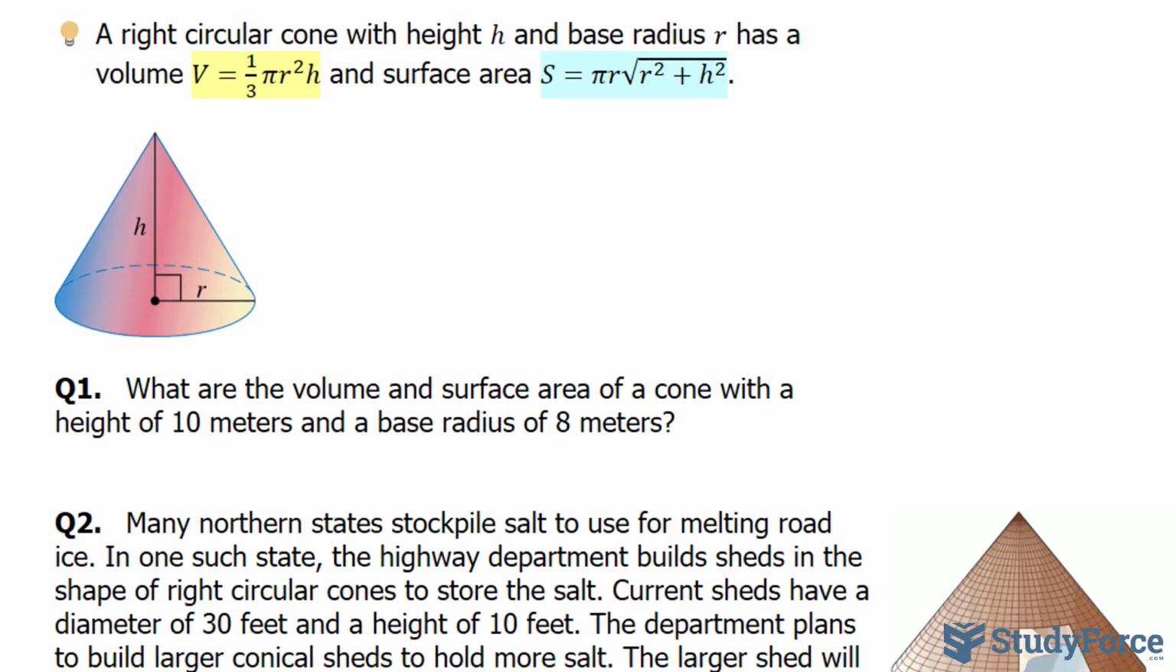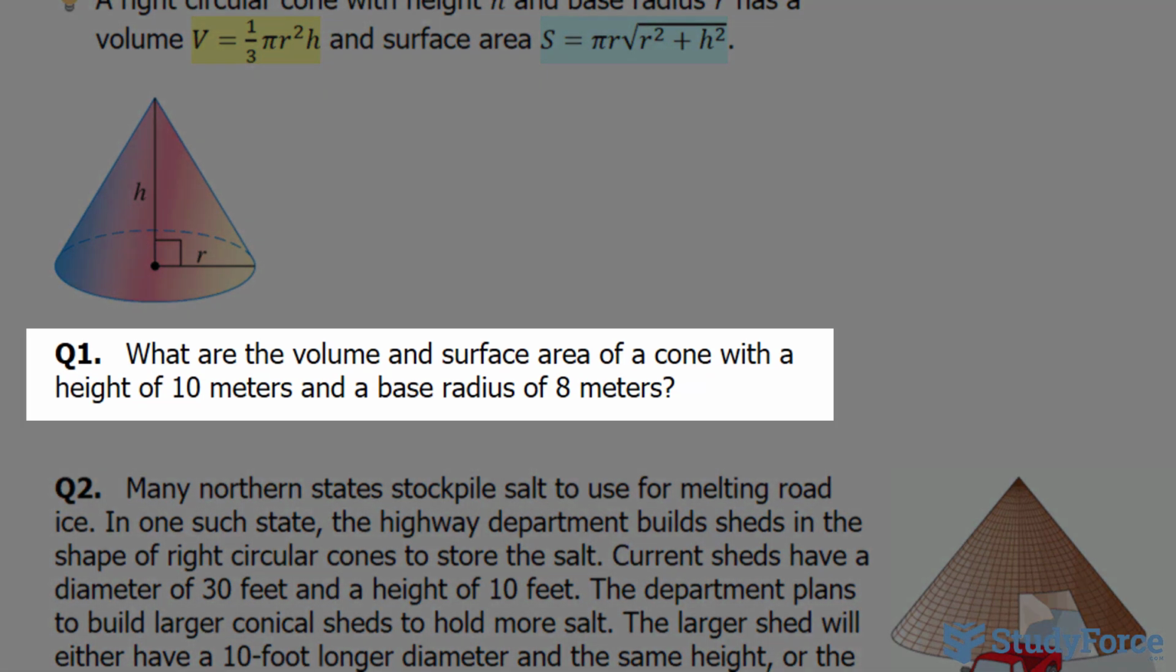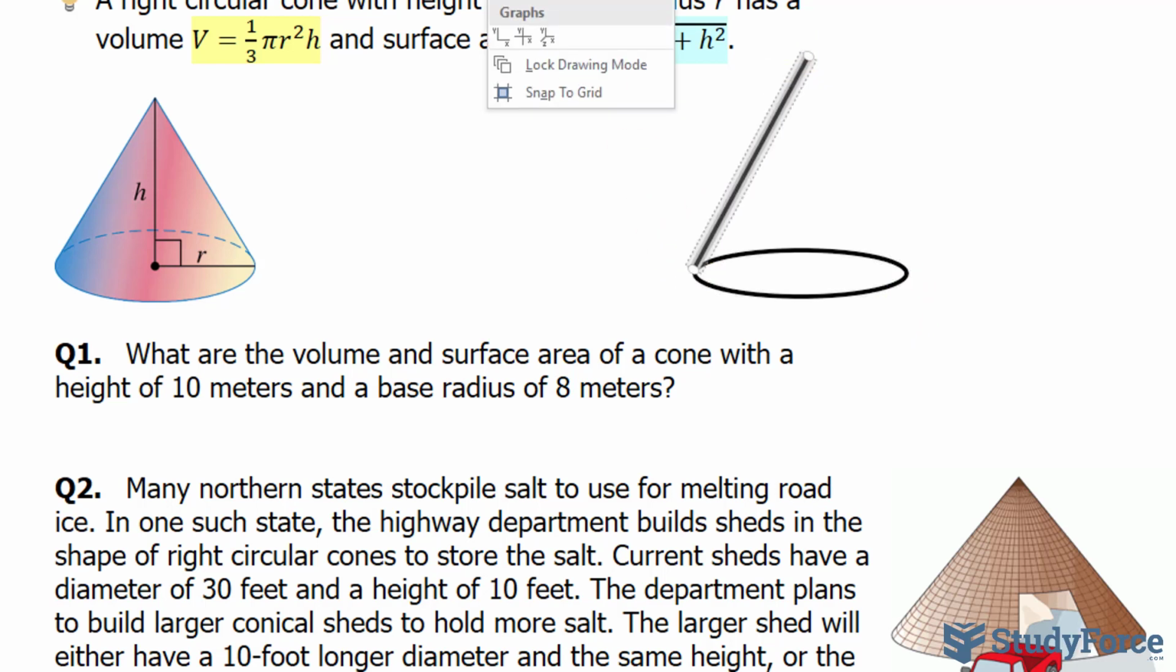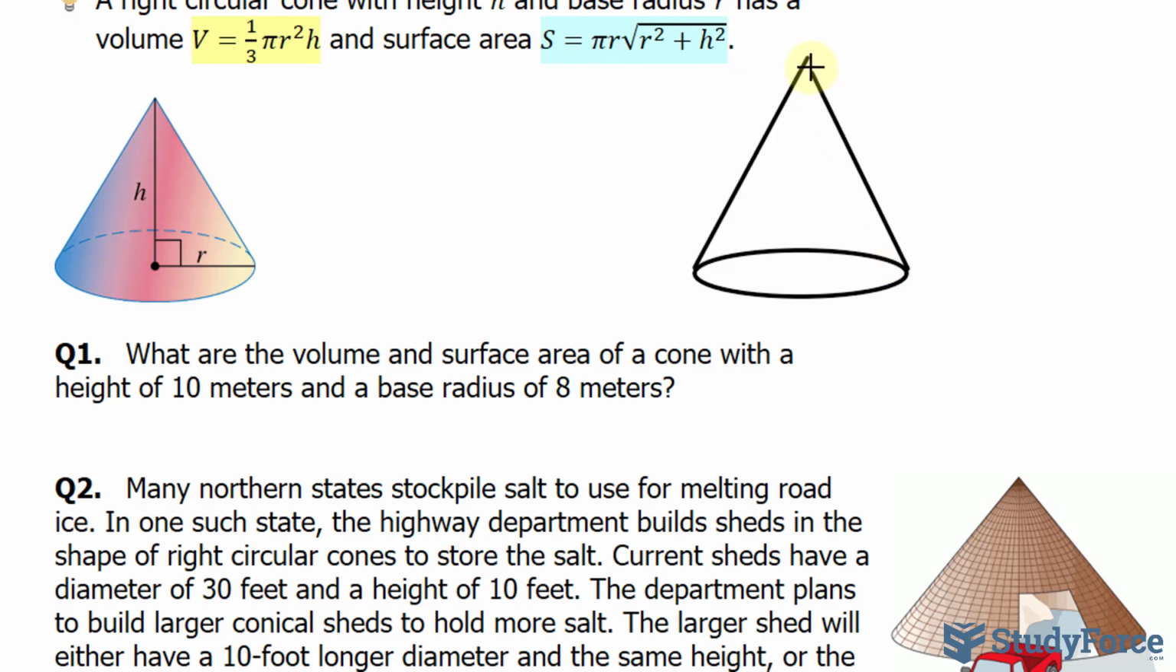With that being said, in question number 1, what are the volume and surface area of a cone with a height of 10 meters and a base radius of 8 meters? So in this particular case, we have a cone, and I'll show you how to draw a cone. First of all, draw an oval, then two lines with a common vertex. This should give you a good visual.